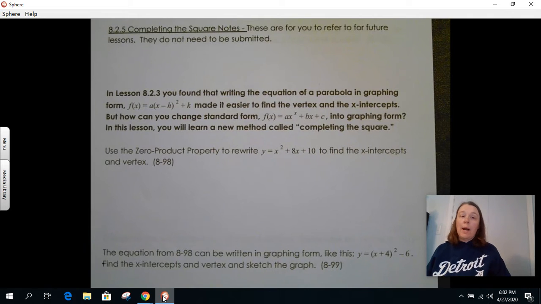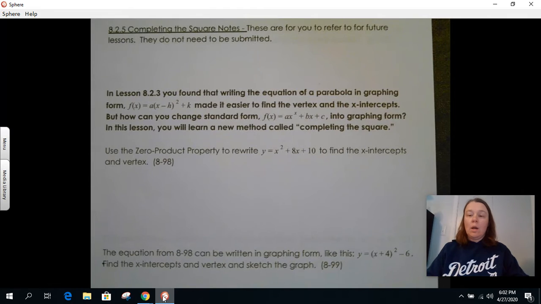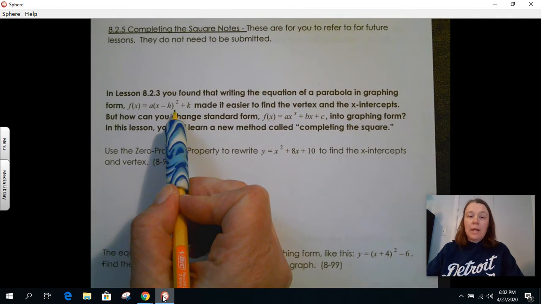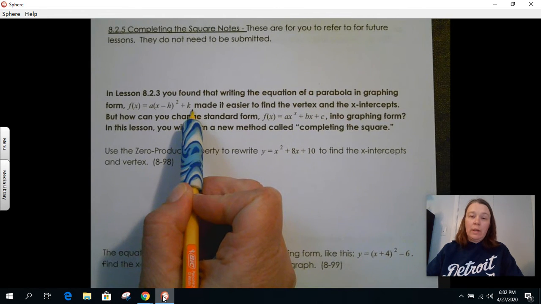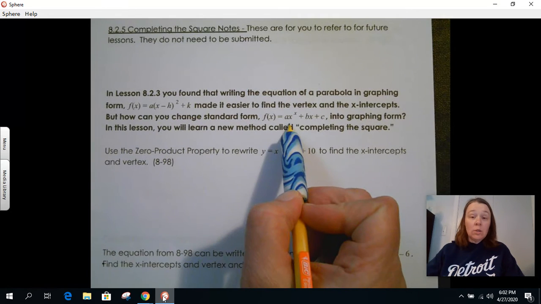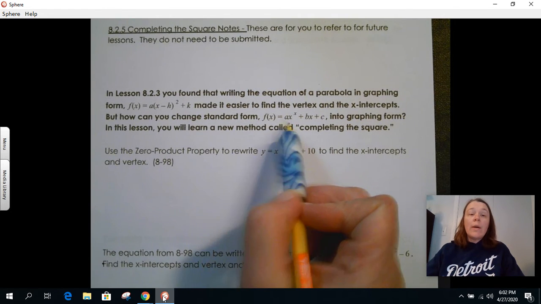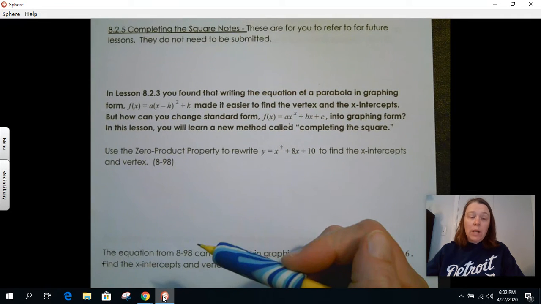Today, we are going to talk about section 8.2.5, which is completing the square. Last week, we talked about how you can write the equation of a parabola in graphing form, f of x equals a times x minus h squared plus k. It made it easier to find the vertex, and we could also find the x-intercepts. But what we want to talk about today is how I could go from the standard form to this graphing form.